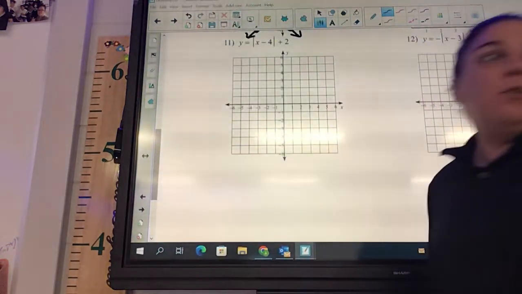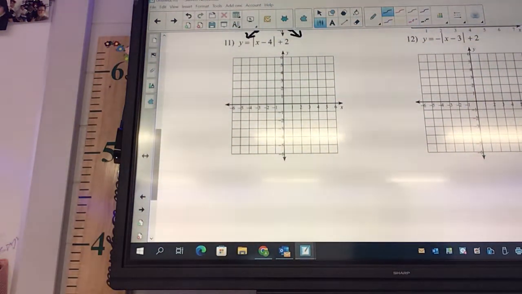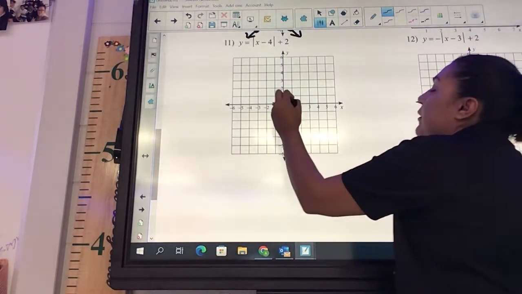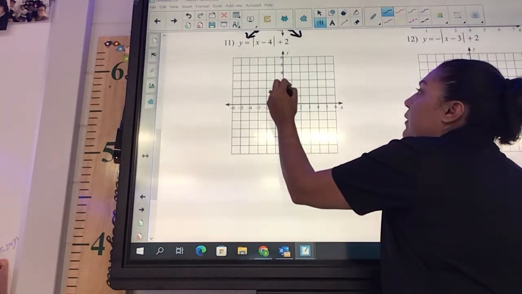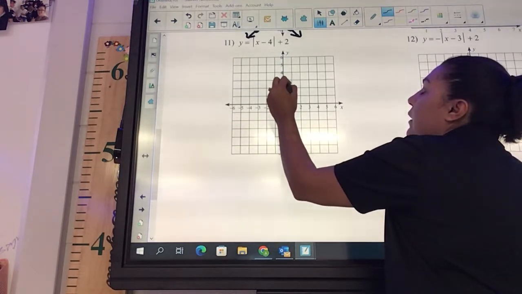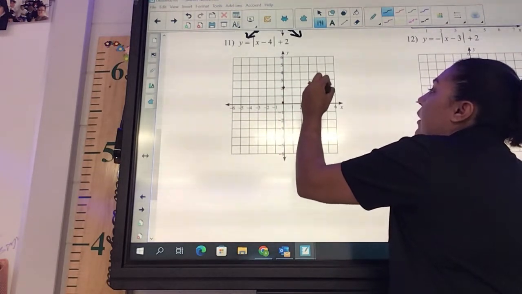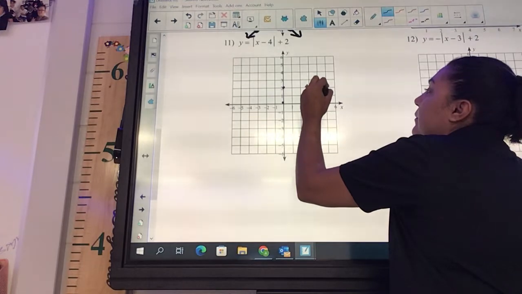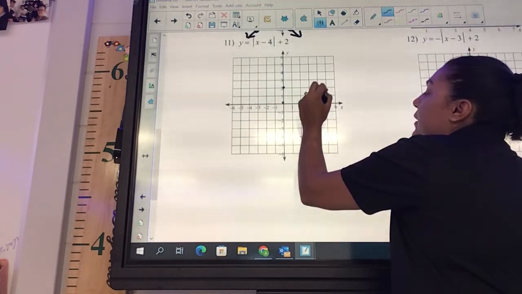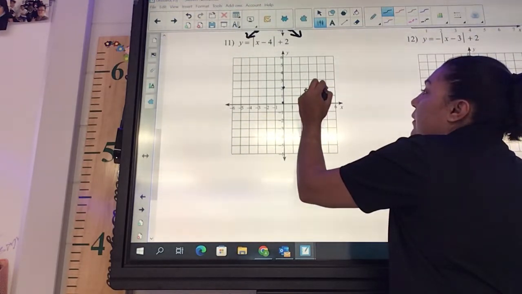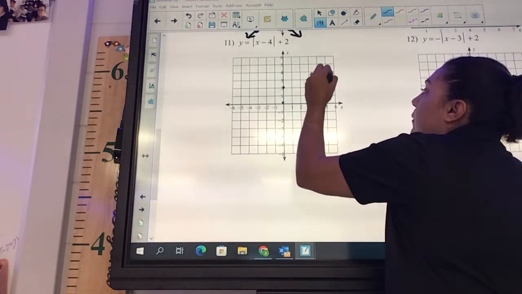Okay, is this a U or a V? Come on. Is this a U or a V? V. It's a V. What does that plus 2 do? Up 2. Right 4. Opens up or down? Up, with a slope of 1 over 1. Yep, 1 over 1.